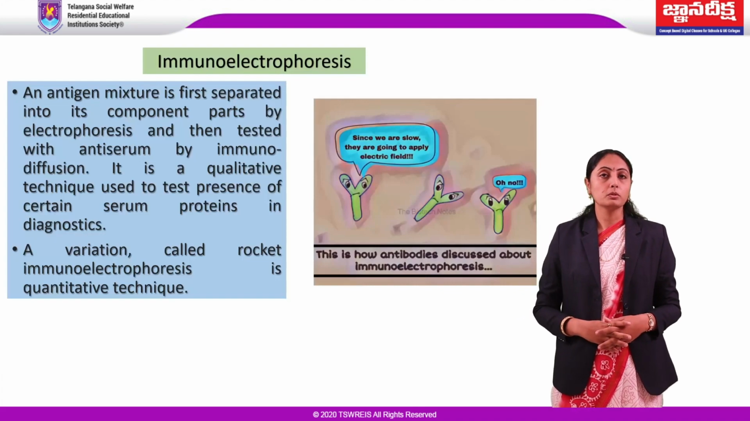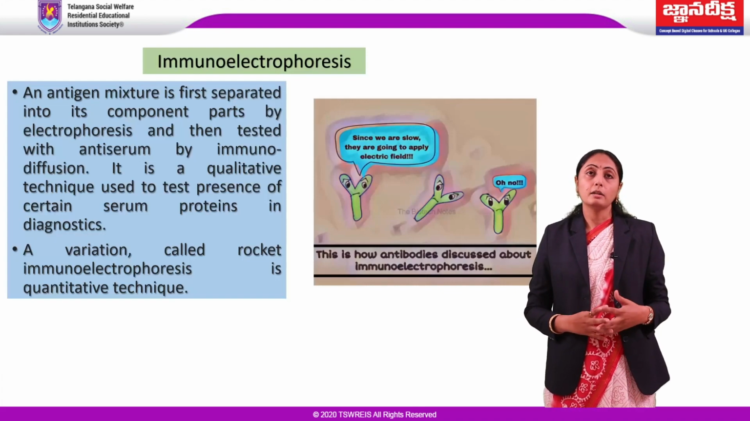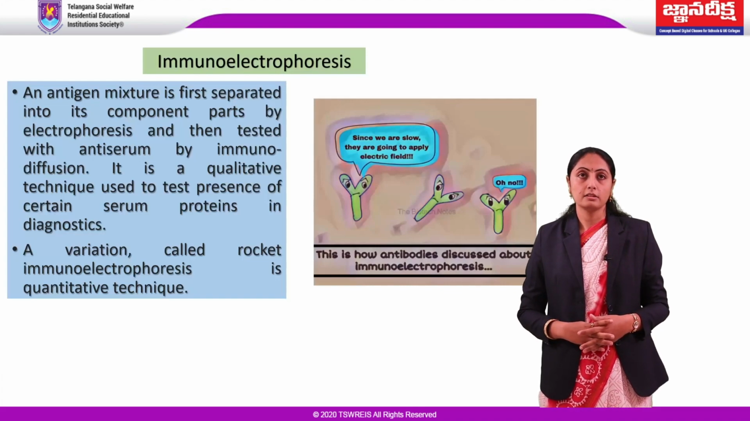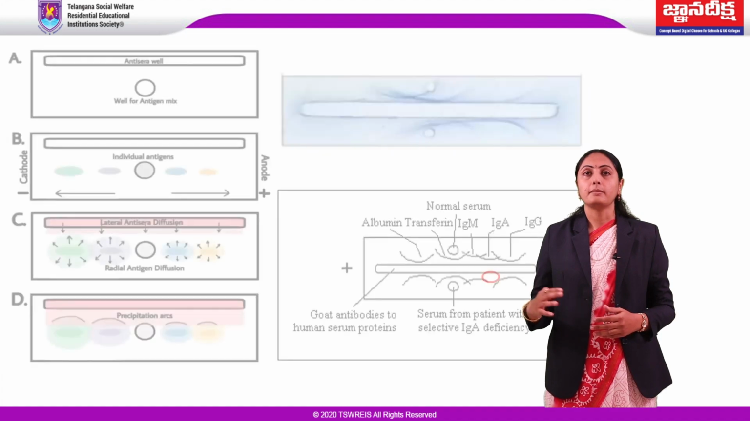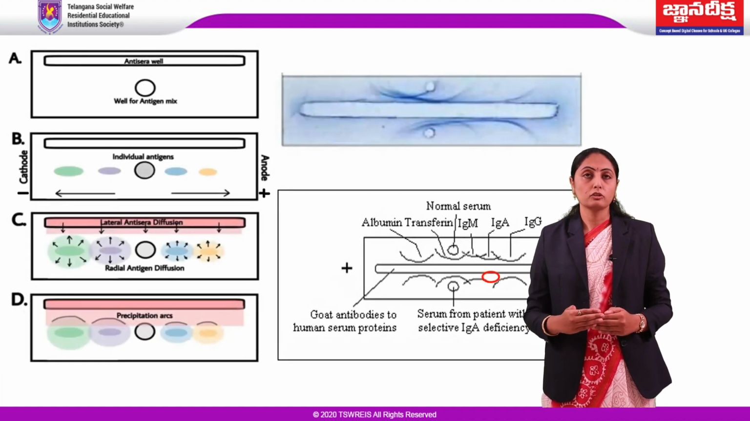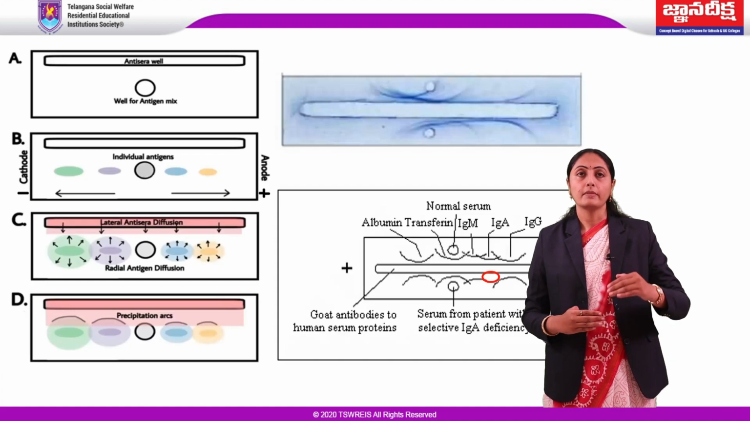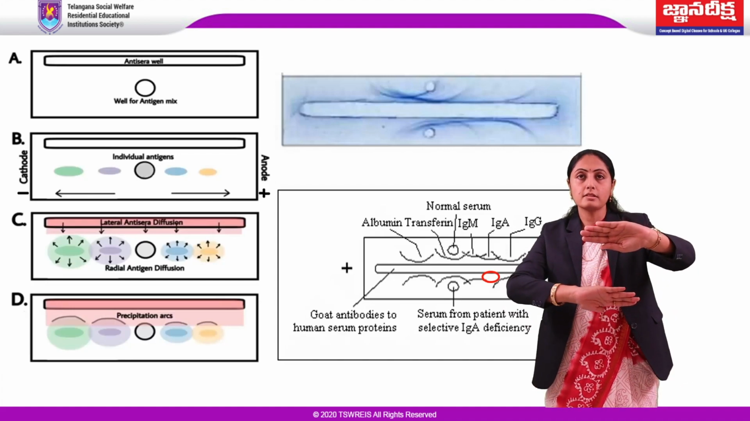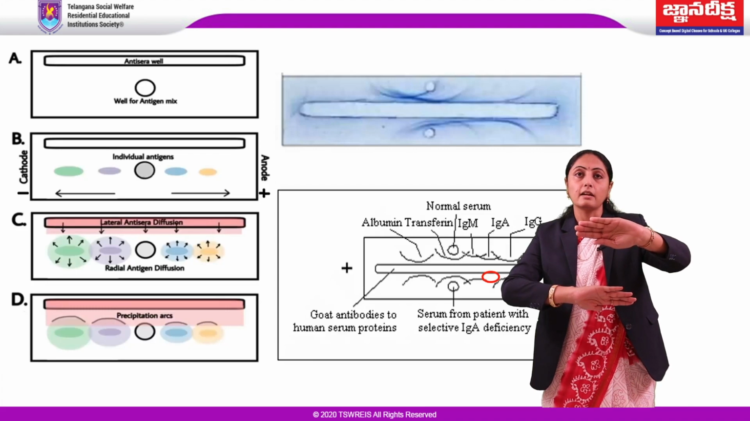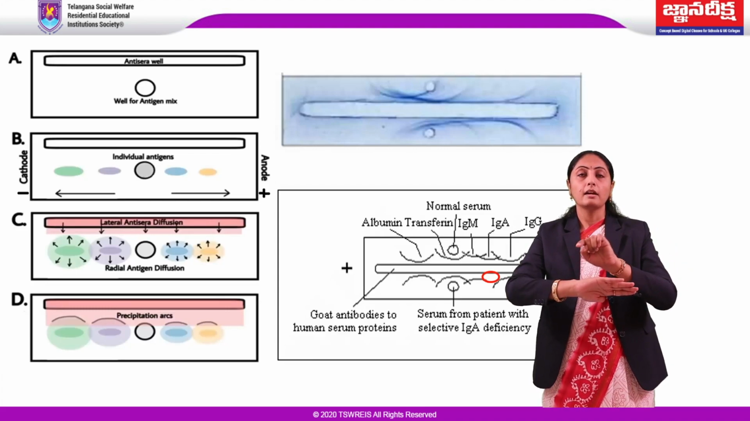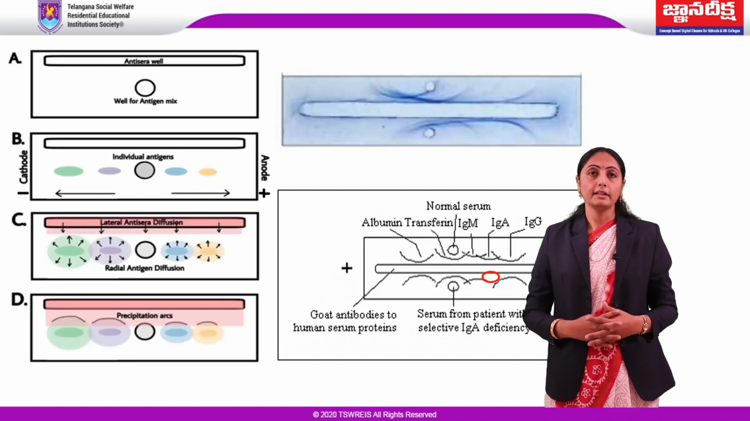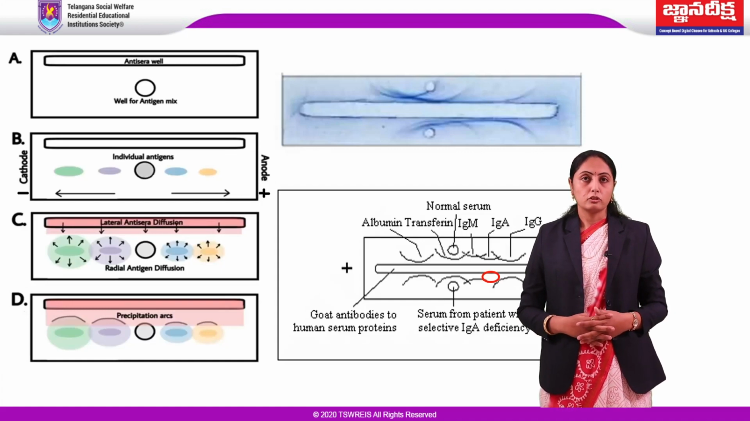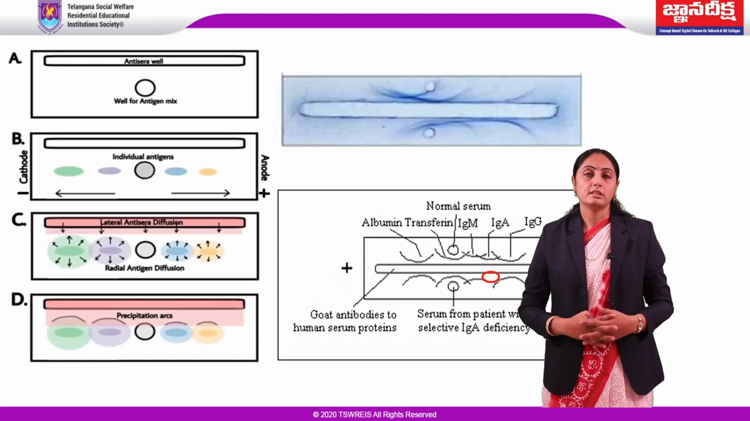This technique is used in clinical laboratories to detect the presence or absence of proteins in the serum. It is useful in detecting immunodeficiency diseases. For example, in the last image, when we compare the immunoelectrophoretic pattern of normal serum in the top half with that of the patient's serum in the bottom half, we see a precipitin arc is missing in the immunoglobulin A region, indicating an immunoglobulin A deficiency. Immunoelectrophoresis is a strictly qualitative technique.